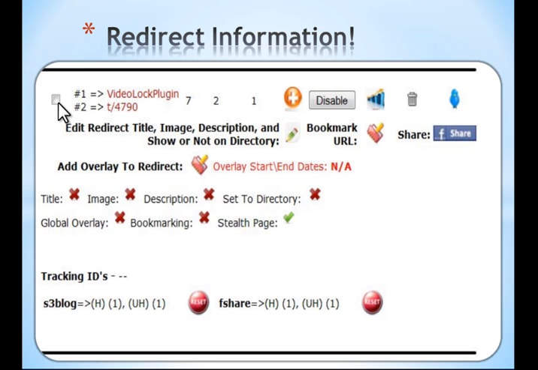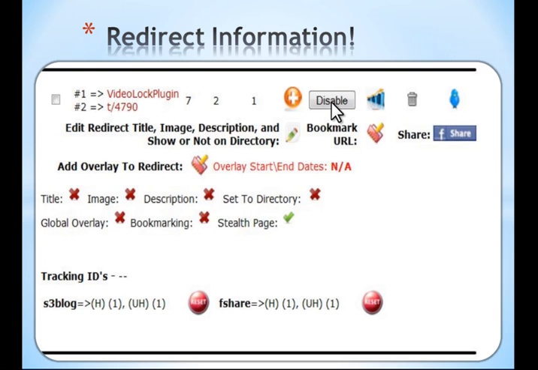This button is for if I wanted to do a mass redirect delete. I just click all these, and then at the bottom of that page there'd be a delete button, and it will remove all those redirects. Here is where you're going to add your landing URL. It says right here, edit redirect: title, image, description, show or not on your directory. You can turn it to stealth mode. You can add bookmarking. There are many features in here. I'll be getting to that shortly.